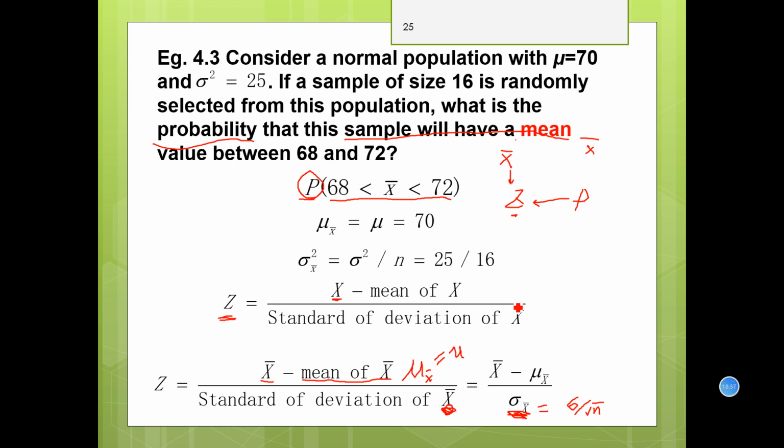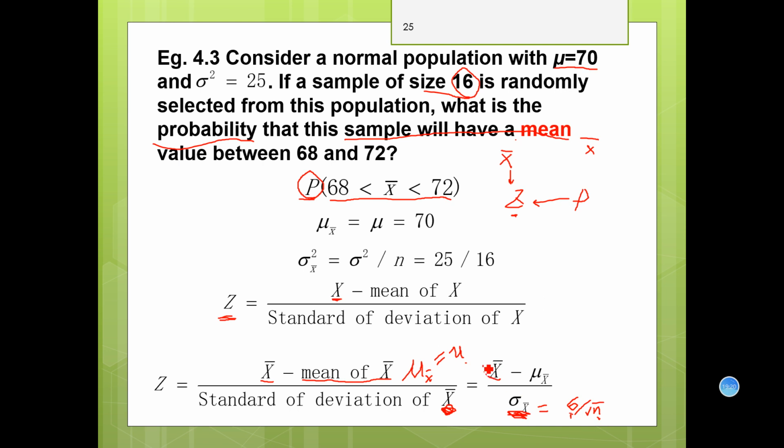Let's find all the values which we need. The first one, mu. We can find it here. Mu equals 70. And next one, sigma. In this question, we don't know sigma, but we know sigma square, right? Sigma square equals 25, so sigma equals 5. And the next one, sample size. The little n equals 16. So we have already known three numbers.